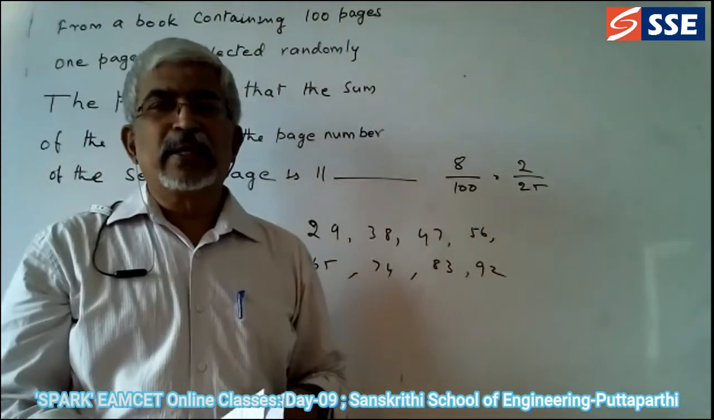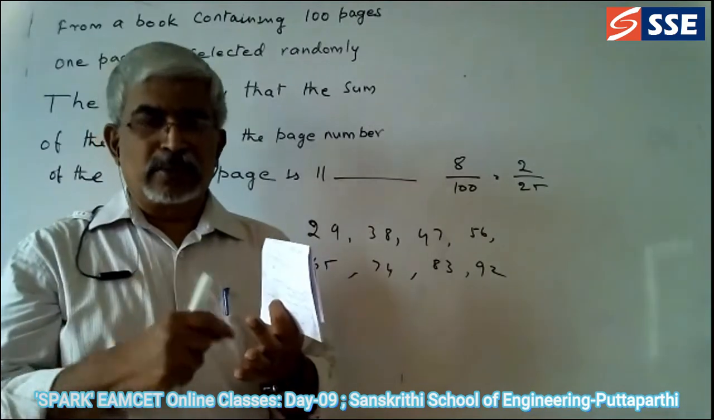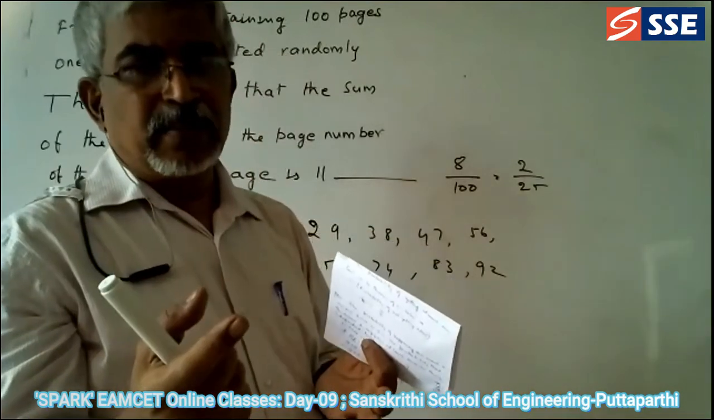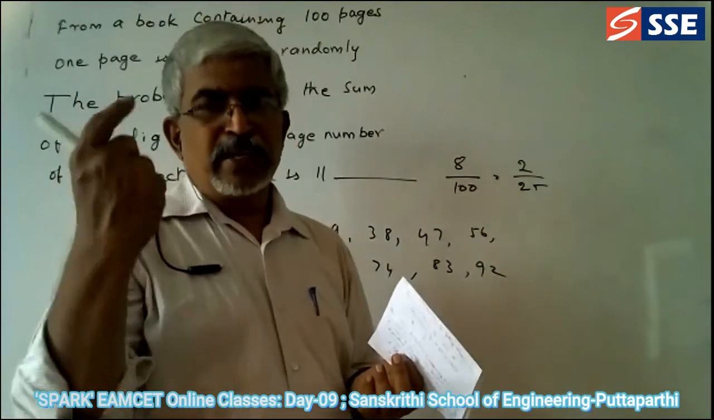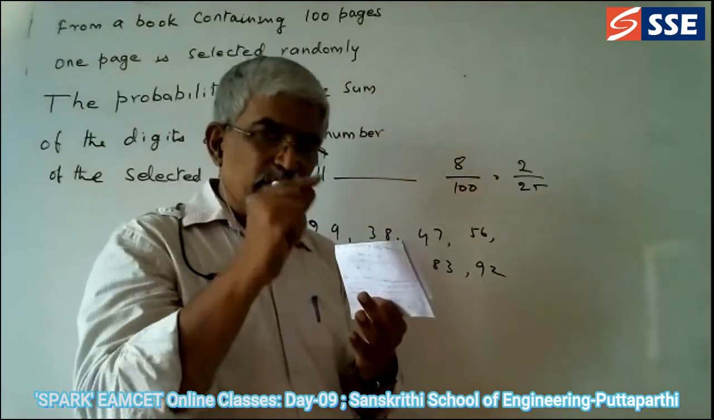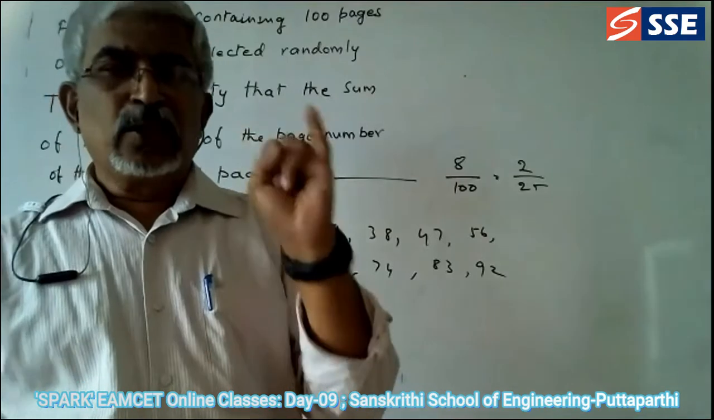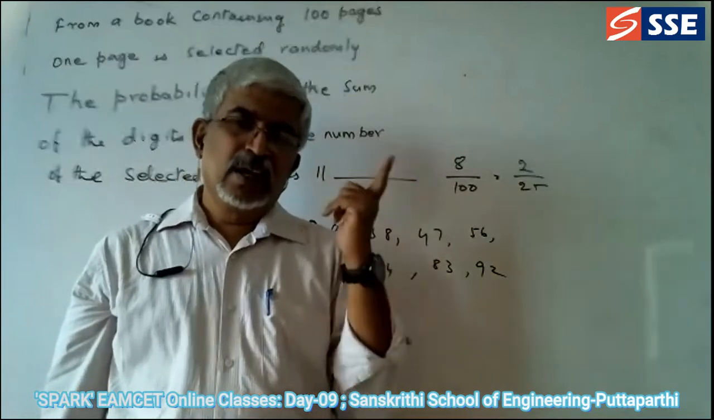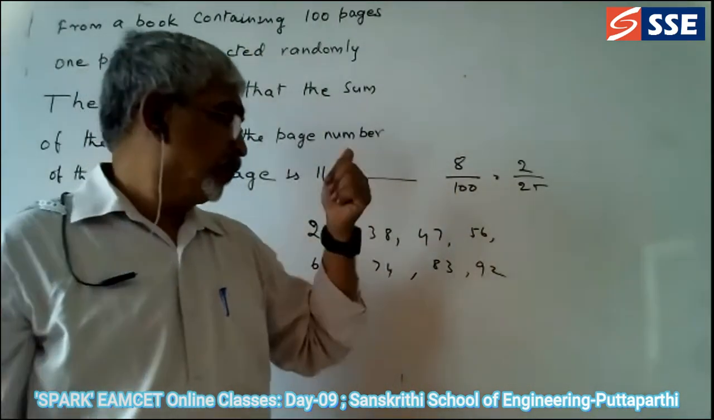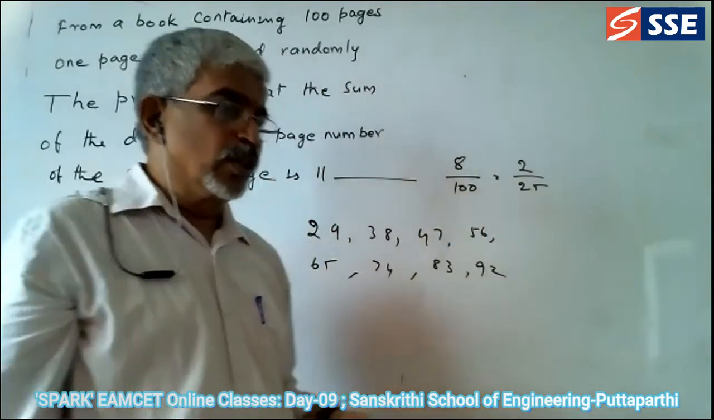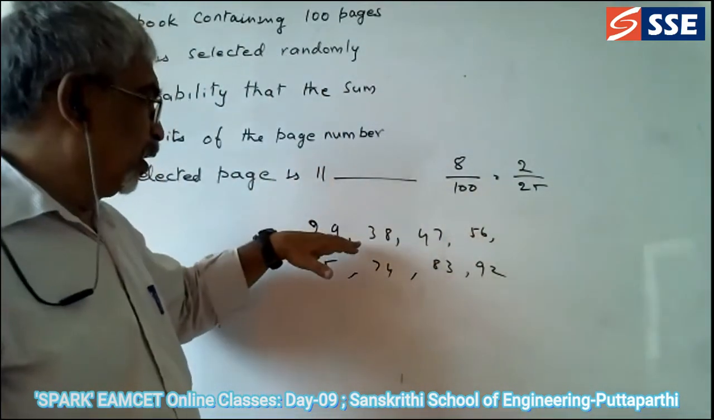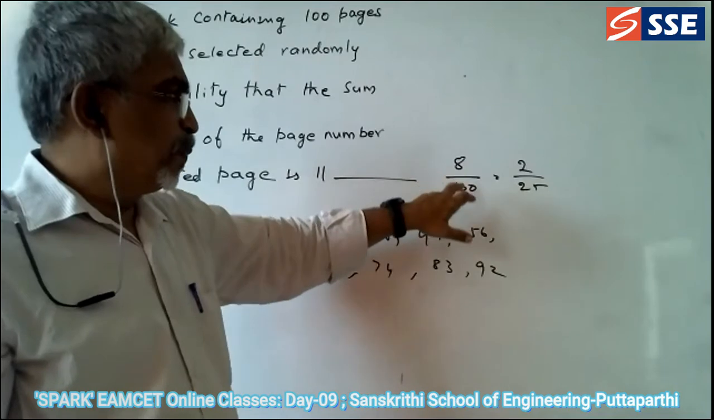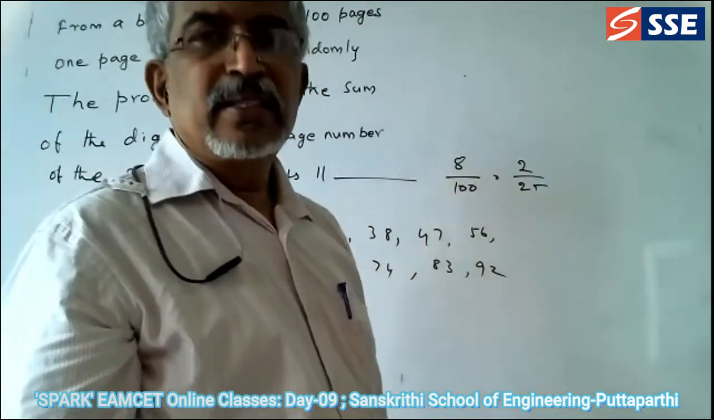When you add the two digits of the page number, up to 100 means 100 is 1 only. 99 means it is 18. So for the sum to be 11, we have to start from 29, then 38. If you add 3 and 8, you get 11. Then 47, 56, 65, 74, 83, 92. Vice versa also you can do. Total number is 8. So the total pages is 100. So 8 pages out of 100 give the sum as 11.